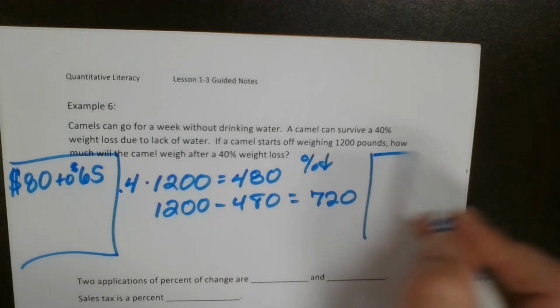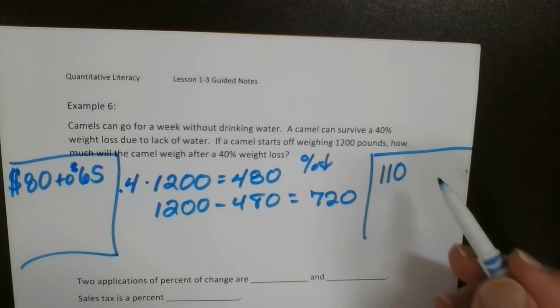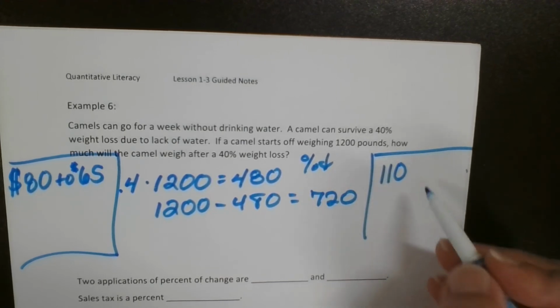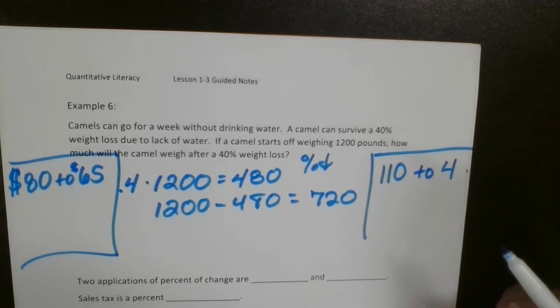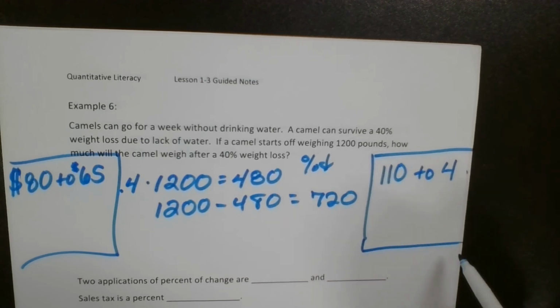And here's another one. What if you went from 110 toy cars, kind of a kid's thing, down to 4 toy cars? How many did you lose? What percent did you lose? Pause your video, get an answer to the 2 of those, come back and check your work.